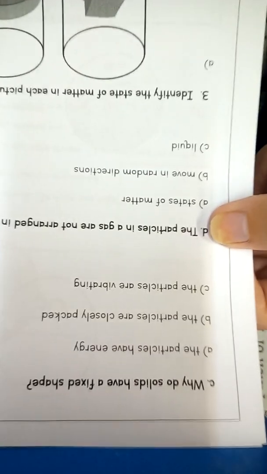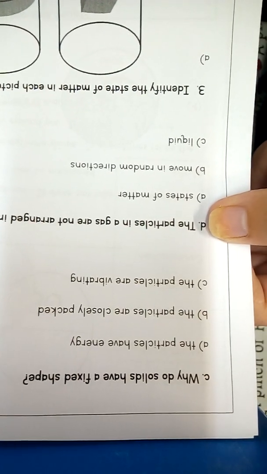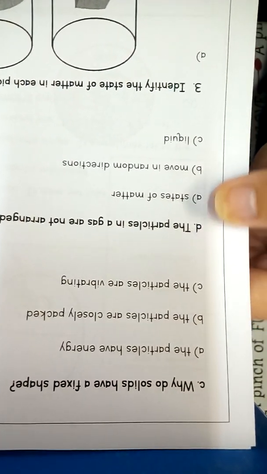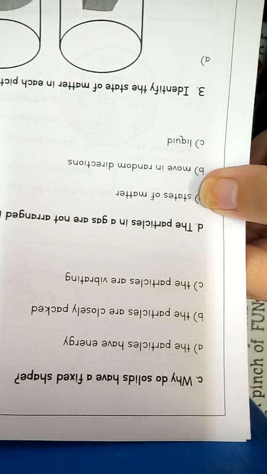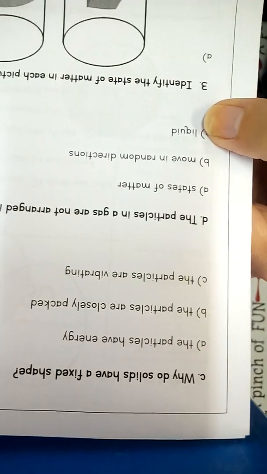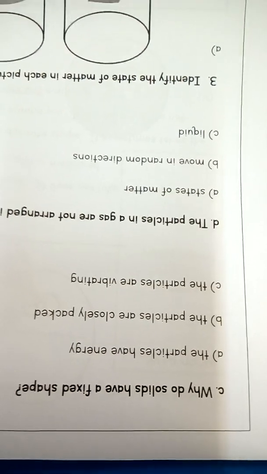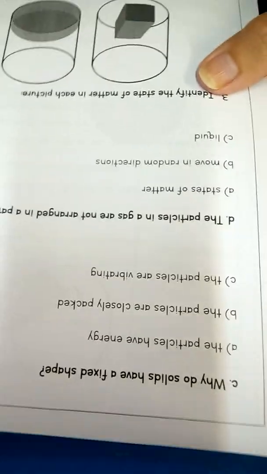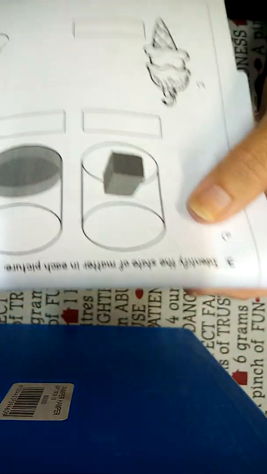Then number D, the particles in a gas are not arranged in a pattern. They states of matter, they move in random directions, or they liquid. Two of these things don't make sense if you read correctly, so you immediately will know what's the correct answer. Just going to fold it like this.